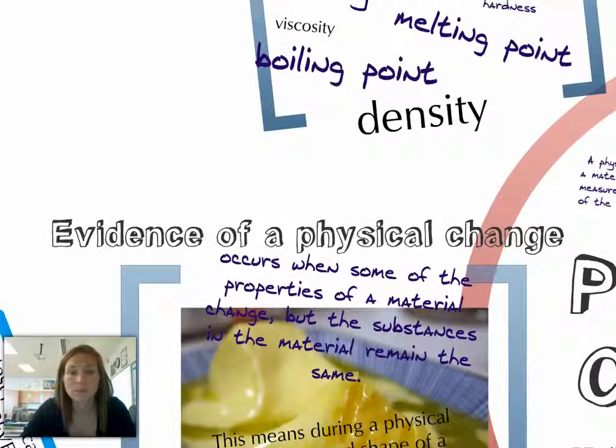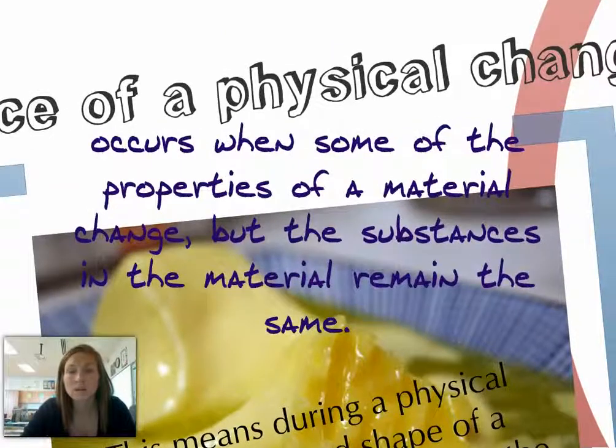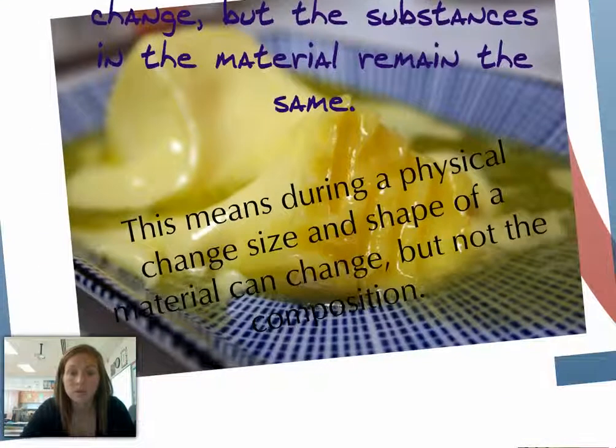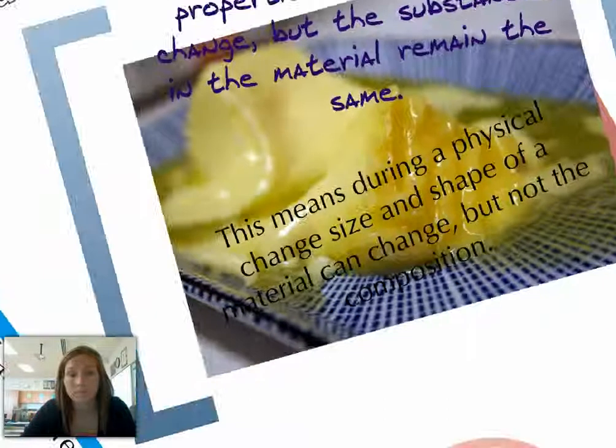So what are some things that are evidence of a physical change? Well, this occurs when some of the properties of a material change, but the substances in the material remain the same. So during a physical change, the size and shape of a material might change, but not its actual composition. And in the background there, one of your examples is just melting butter in a pan. We're not changing the composition, we're just going from one state to another, a solid to a liquid. Different size, different shape, but the composition at this point has not been manipulated. Therefore, it would just be physical.